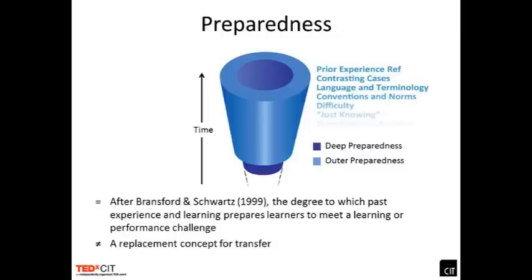So after Bransford and Schwartz, I defined preparedness as the degree to which past experience and learning prepares learners to meet a learning or performance challenge, how it sets the stage for them to meet a new learning or performance challenge. It's not, however, a replacement concept for transfer. It doesn't take you all the way there. It kind of works something like this, okay?